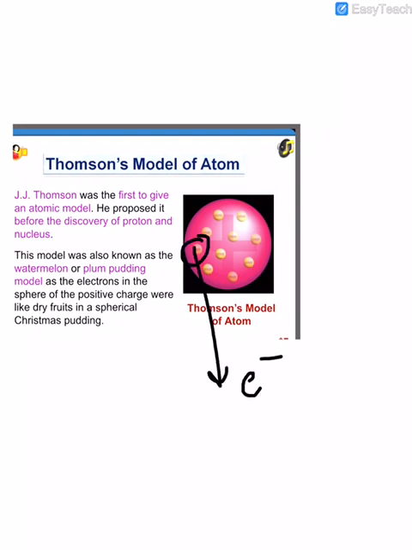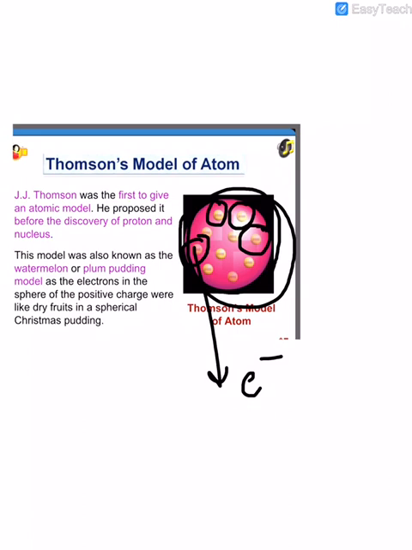These are the electrons, right? This model was also known as the plum pudding model, or we can say the watermelon model, in which the seeds are embedded, or in the plum pudding the plums are embedded. So this is the Thomson model of an atom. The main feature of this model is that the mass of an atom is assumed to be uniformly distributed over the atom.